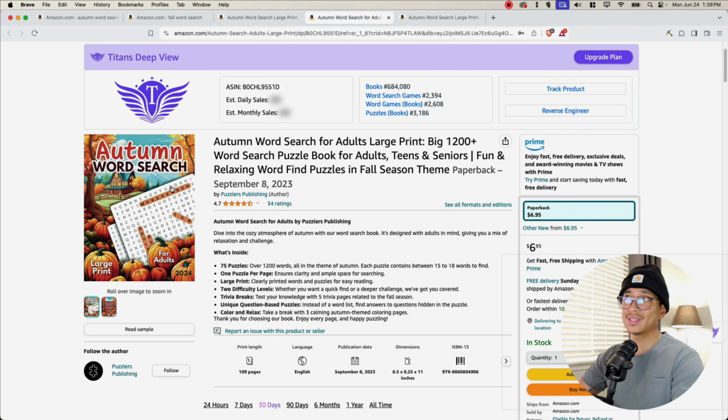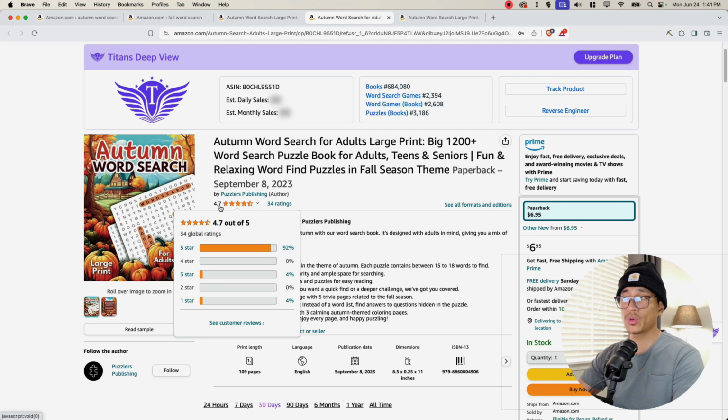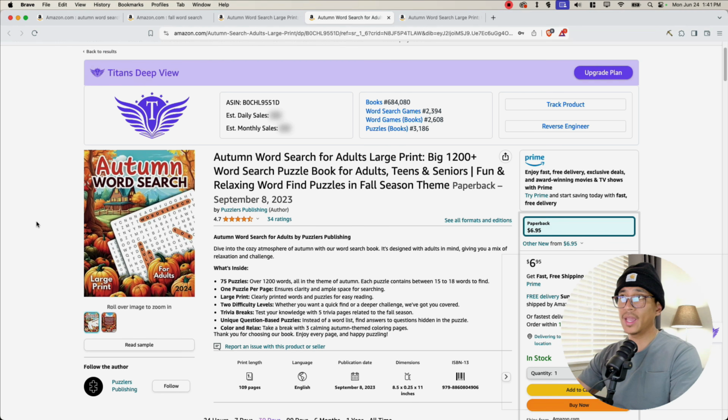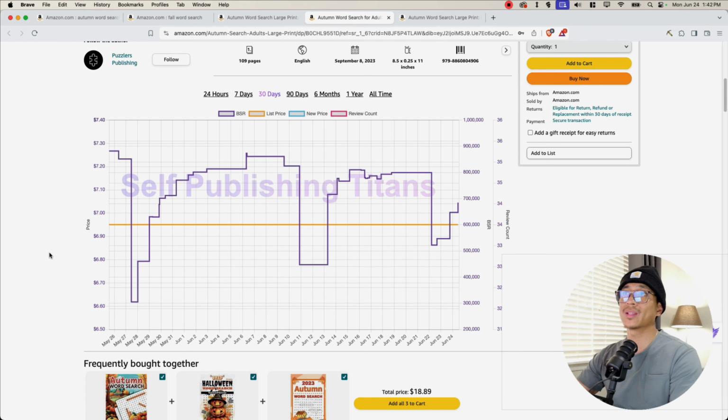Now, if we go ahead and take a look at this book right here, it has a current rank of 684,000, and it was released last year in September. And you can see that it has a 4.7 out of 5 rating. So that's really good. And if we look at the historical BSR, we're going to see a similar pattern. So this is for the past 30 days.